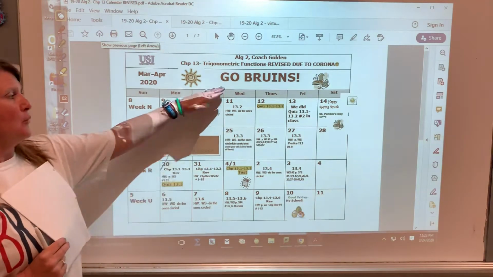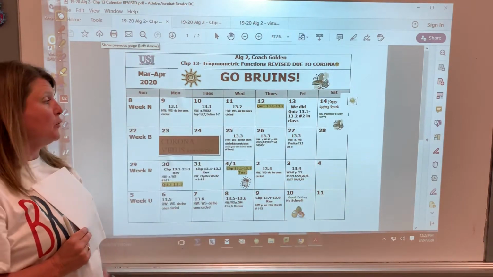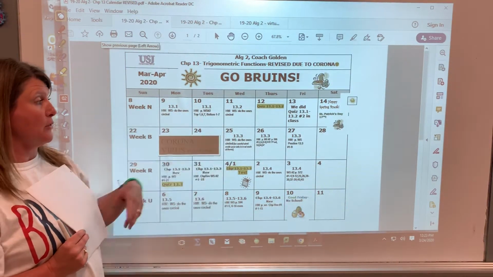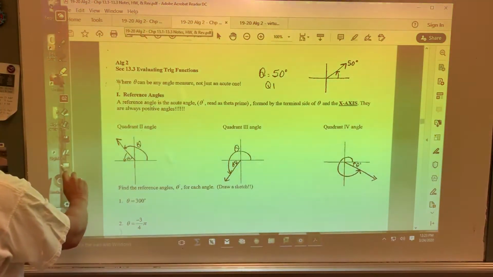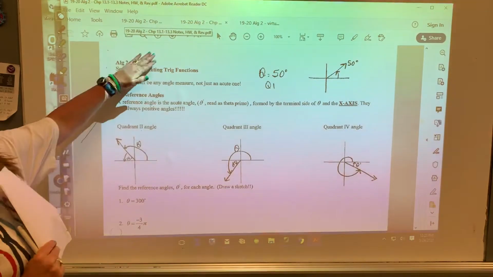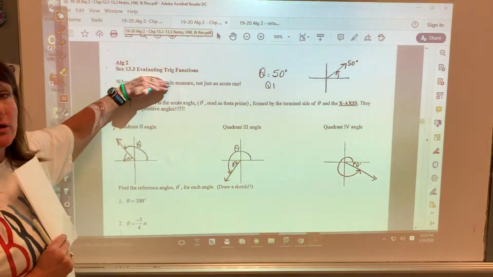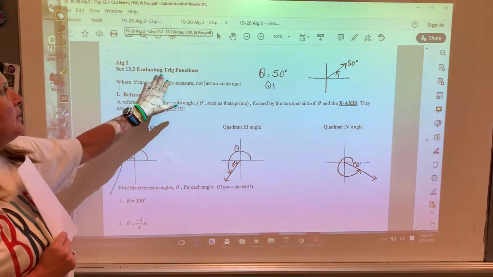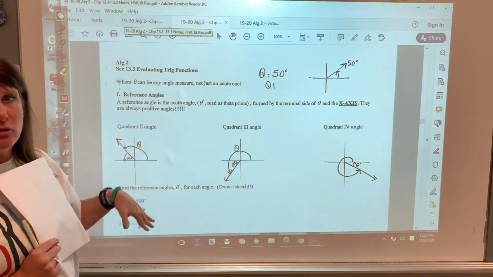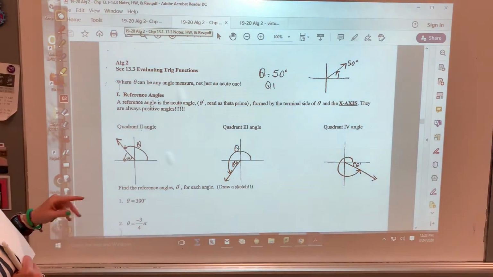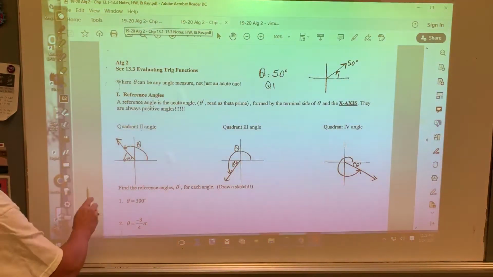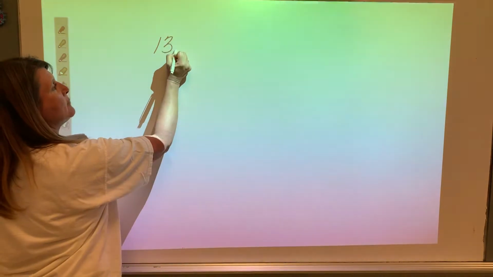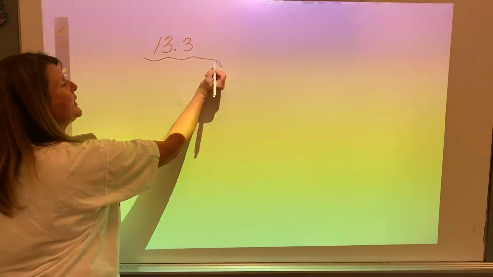And today is Wednesday, March the 25th, and we're going to be working on lesson 13.3. So what I'm going to suggest that you do right now is get out the notes that say section 13.3. We're going to be looking at evaluating a trig function. And I'm also going to recommend that you take out just a plain sheet of notebook paper because that is actually what I'm going to do first, okay?